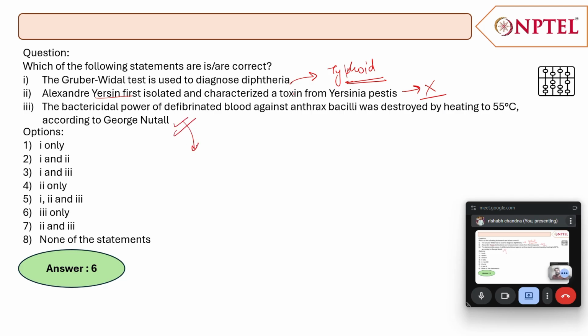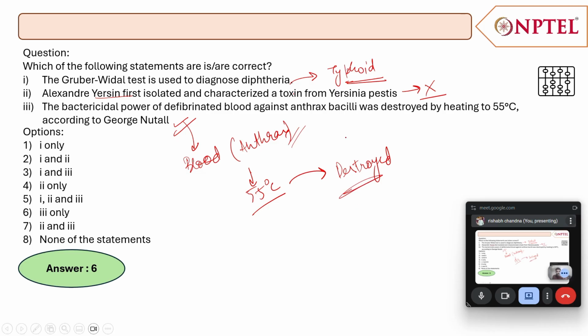So, what he did was he isolated the blood from an animal that was suffering from anthrax, and when it was heated at 55 degrees Celsius, the power to destroy this particular bacteria was destroyed. So this was the feature that was described by Nuttall. So the third option is correct. The correct answer is option number 6.